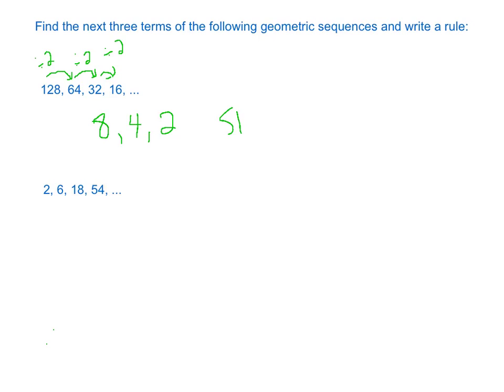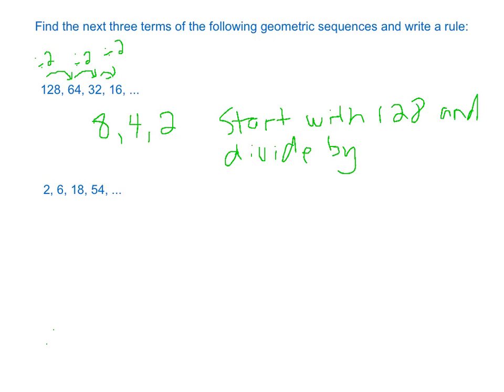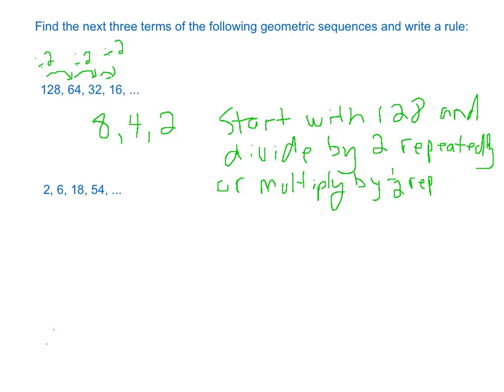So a rule that we could write for this is start with 128 and divide by 2 repeatedly. We could also say multiply by 1/2 repeatedly.